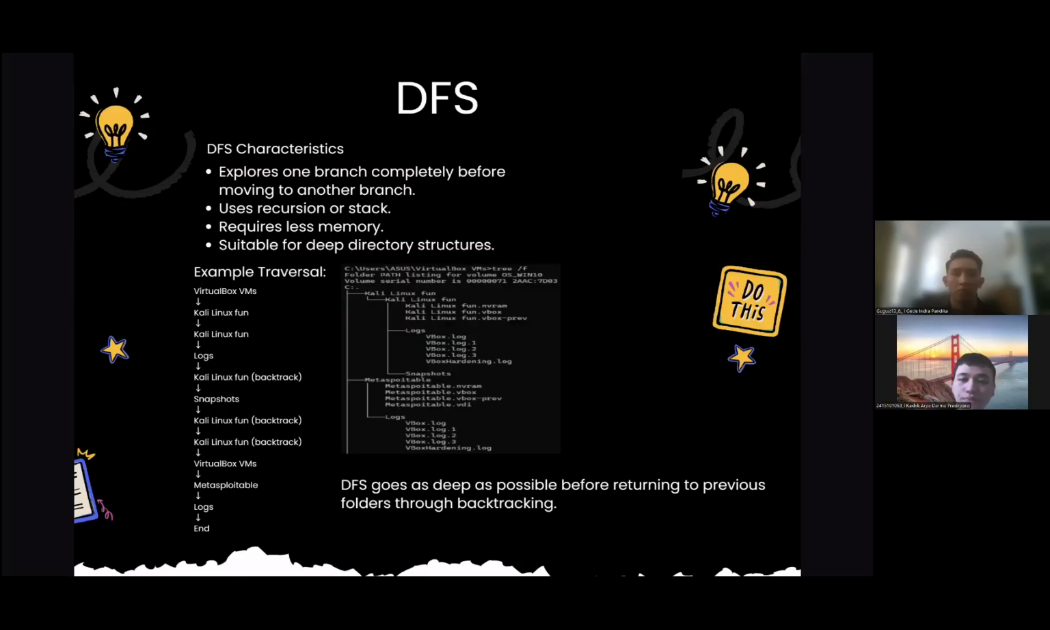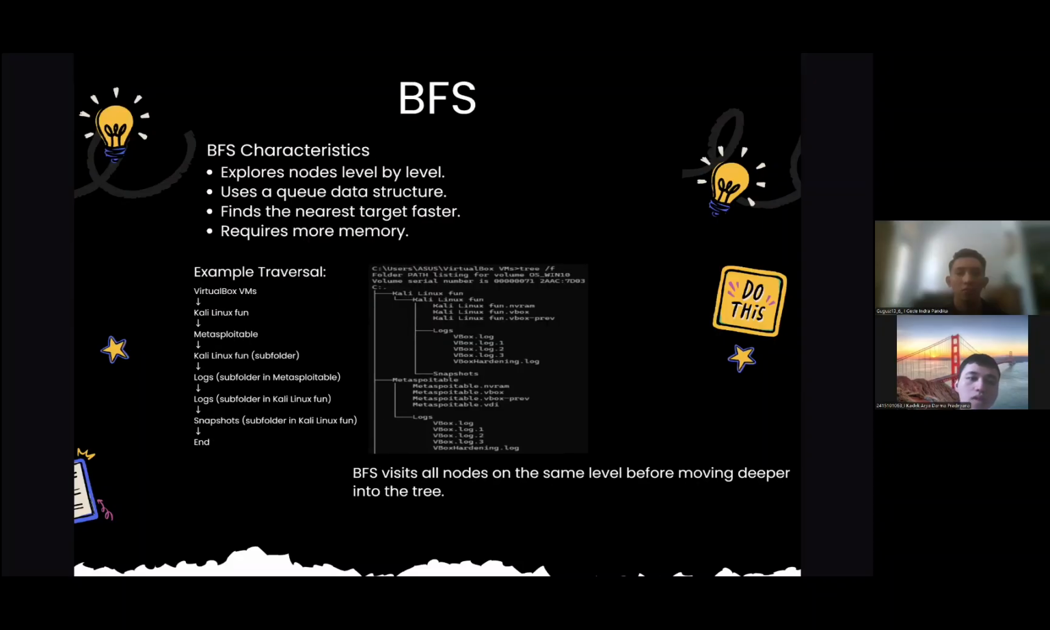Okay, next. BFS characteristics: it explores nodes level by level, uses a queue data structure, finds the nearest target faster and requires more memory.